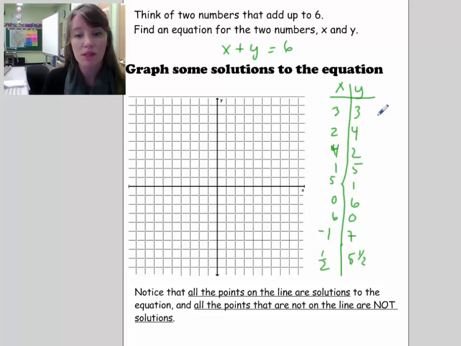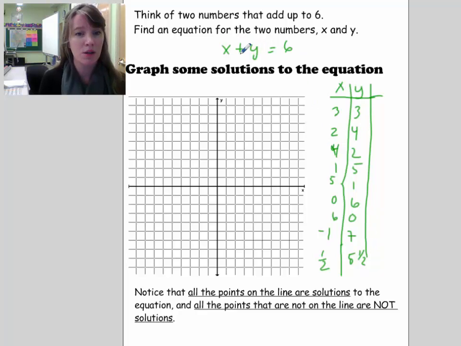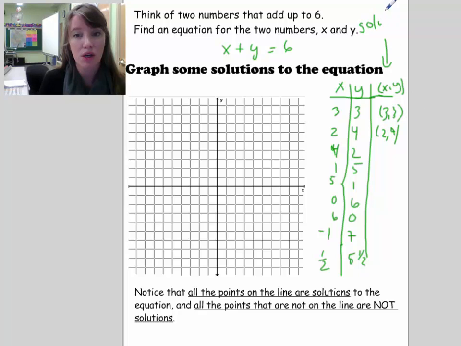All of these numbers that we wrote down in this table work to be substituted back into this equation in order to get the solutions to the equation. So if I made these XY coordinates, like 3, 3 and 2, 4, for instance, this whole column to the right here, these are solutions to the equation.